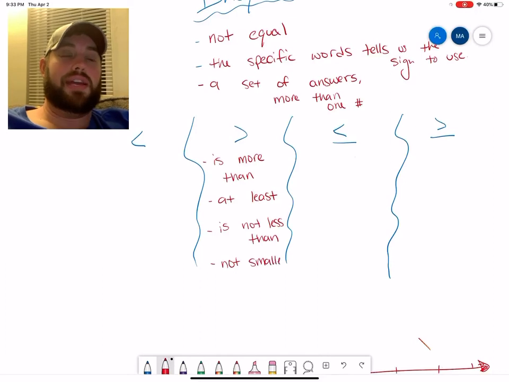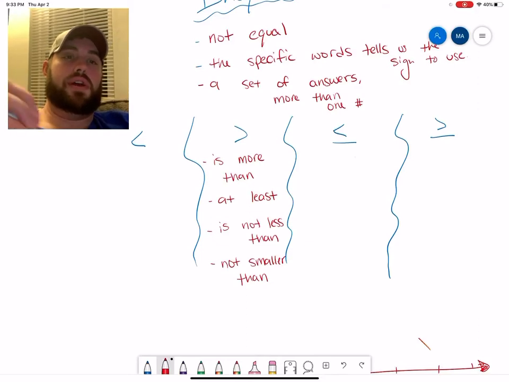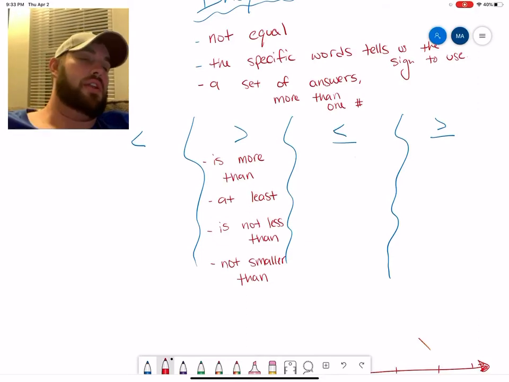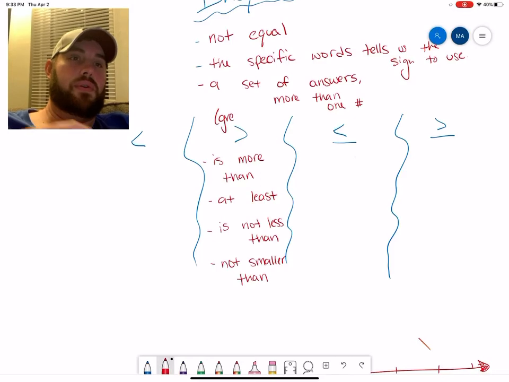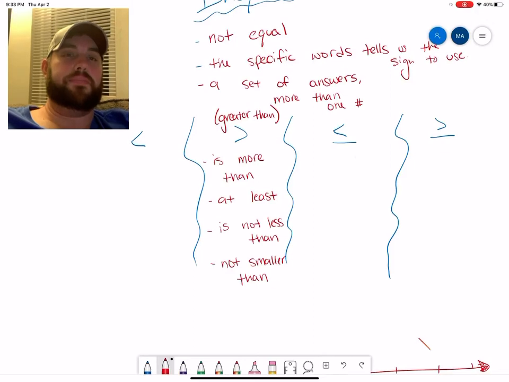Is less than is another one, and then not smaller than. So it's not smaller than 10 cookies. The box has to have at least 10 cookies in it, so it's not smaller than. Right, that's my greater than symbol.